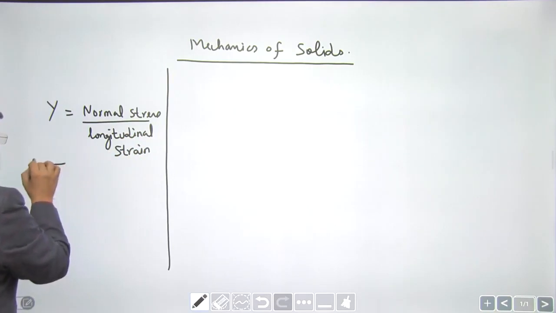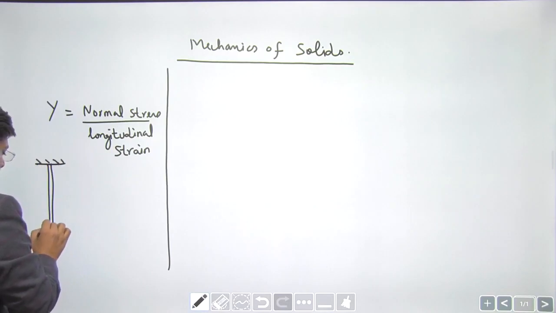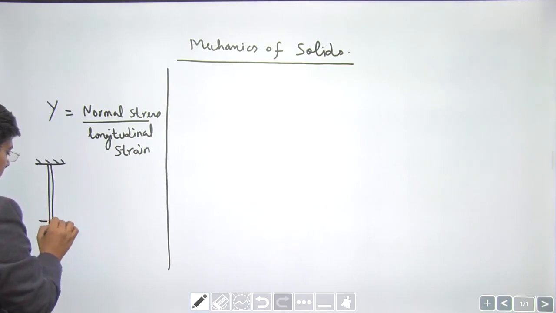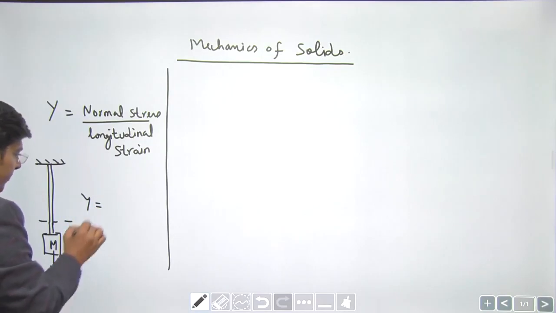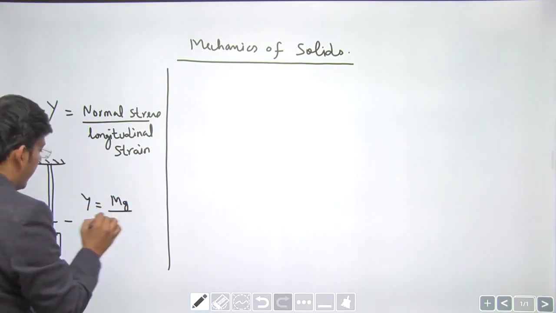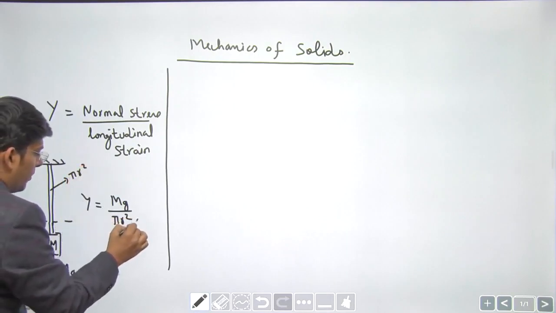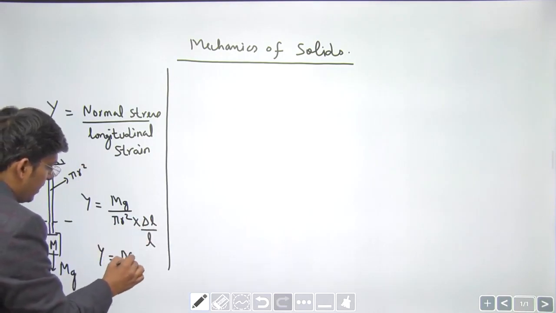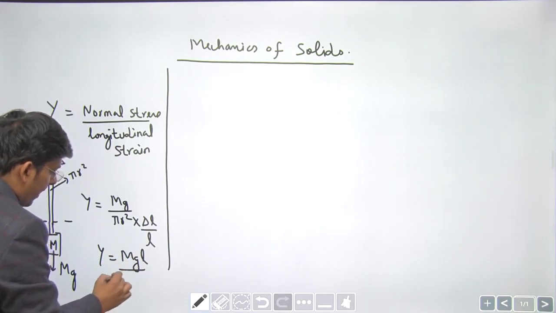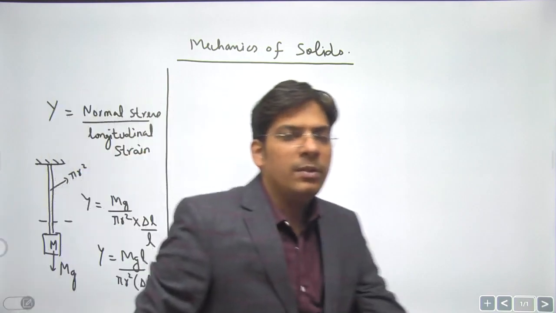Suppose there is a wire, right? Natural length of the wire was L. When some weight was suspended from it, it extends by length delta L, right? Young's modulus is given by mg, weight, divided by area pi r square, area of cross section of the wire, into strain. Longitudinal strain is delta L divided by L. Now this becomes mg L divided by pi r square into delta L, dear students. Kindly note down, dear students.